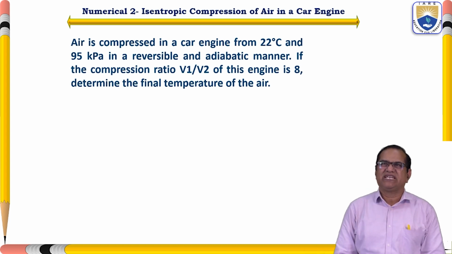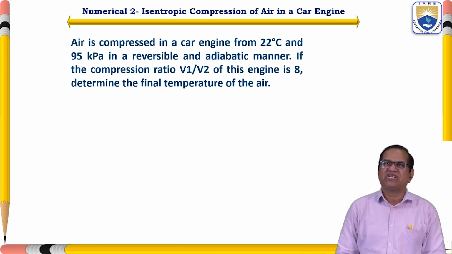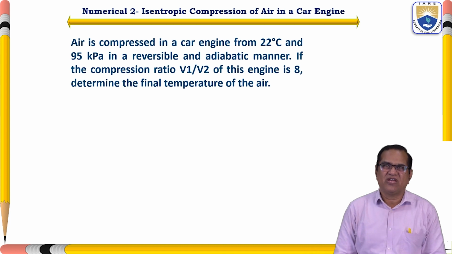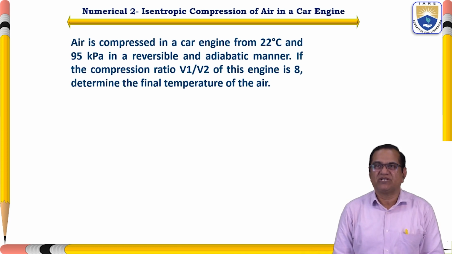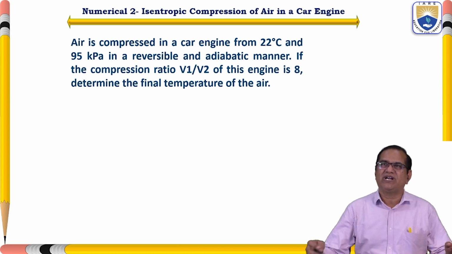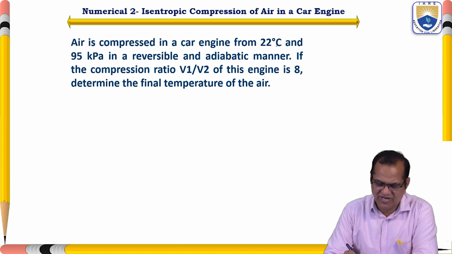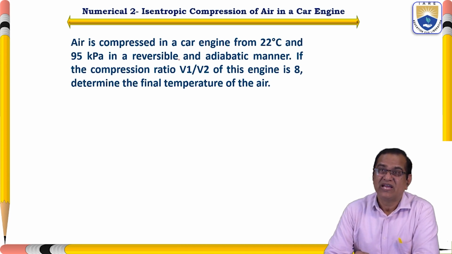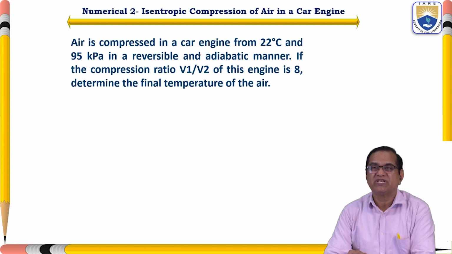Air is compressed in a car engine from 22 degrees centigrade and 95 kilopascal in a reversible and adiabatic manner. If the compression ratio, that is V1 by V2 of this engine, is 8, determine the final temperature of the air. So in this, what is given? T1 is 22 degrees centigrade and P1 is given, going through a reversible adiabatic process. If the compression ratio is 8, determine the final temperature of the air.